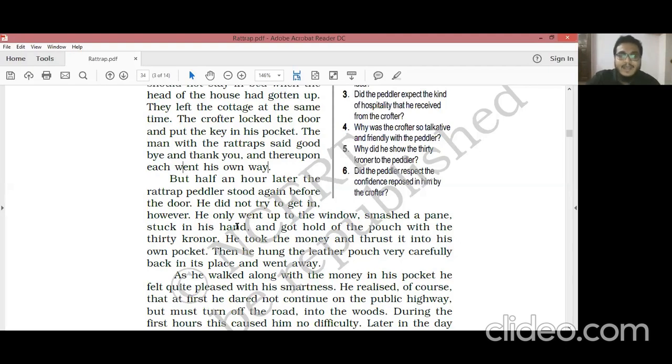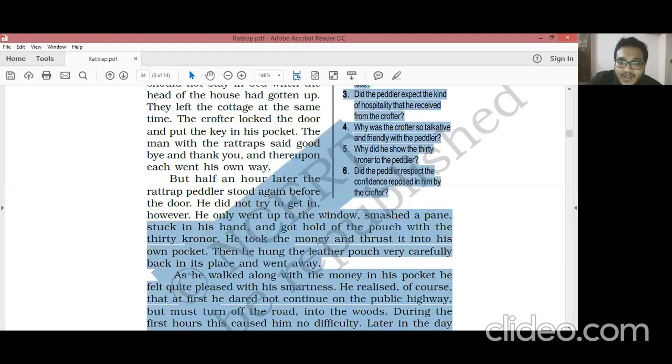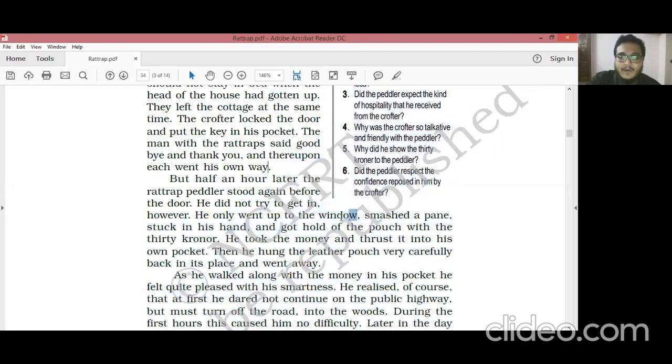However, he only went to the window. Where did he go? He went to the window. Why the window? Near the window, what did he do? He smashed a pane, stuck in his hand and got hold of the pouch with the thirty kroner.